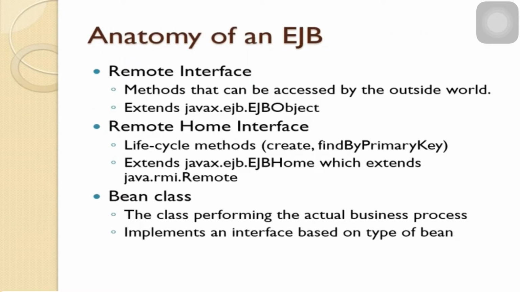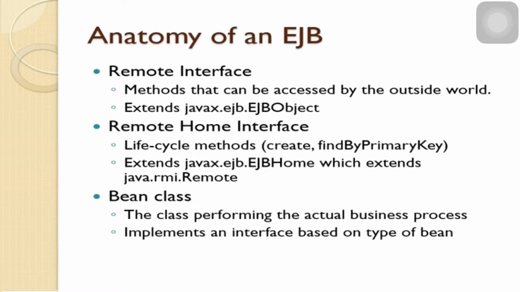Detail about the EJB. Now, in order to develop an EJB, we need to design several entities. First of all, we call the remote interface: methods that can be accessed by the outside world. This remote interface should extend the Java EJB object. Please remember, the remote interface is only used by an outside world. Outside world means the EJB client is deployed outside of the enterprise board.